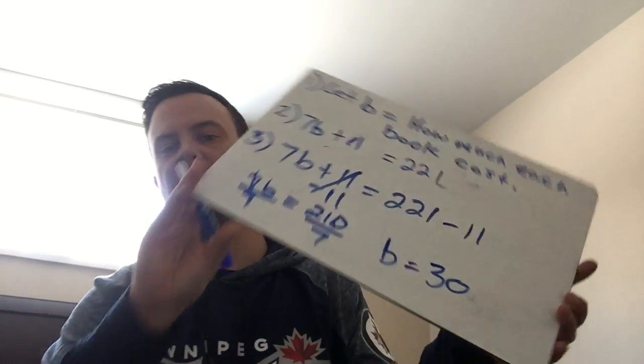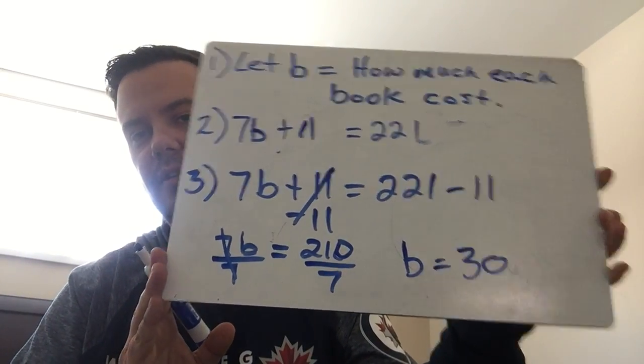Okay? Get rid of the 7 by dividing by 7. Do the same to the 210. 7 goes into 210 30 times. So b equals 30. Okay?